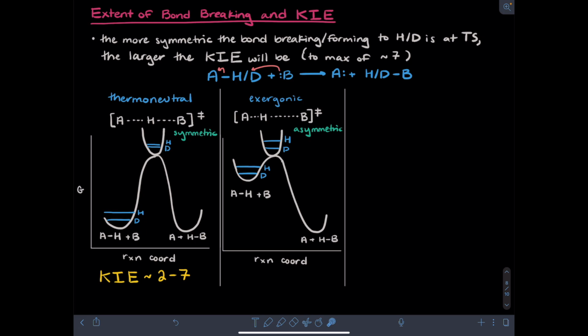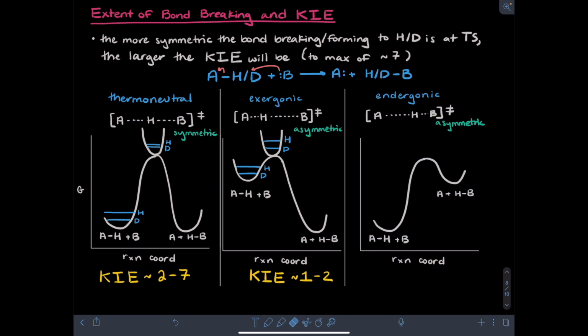Because the transition state resembles the reactants, the 0-point energies in the transition state are going to be more similar to those in the reactants, rather than being very small. In this scenario where you have a fairly large difference in 0-point energies at the transition state, hydrogen doesn't have as much of an advantage compared to deuterium. The rates of reaction for hydrogen versus deuterium will be more similar, and the kinetic isotope effect will be smaller, more like between 1 and 2.